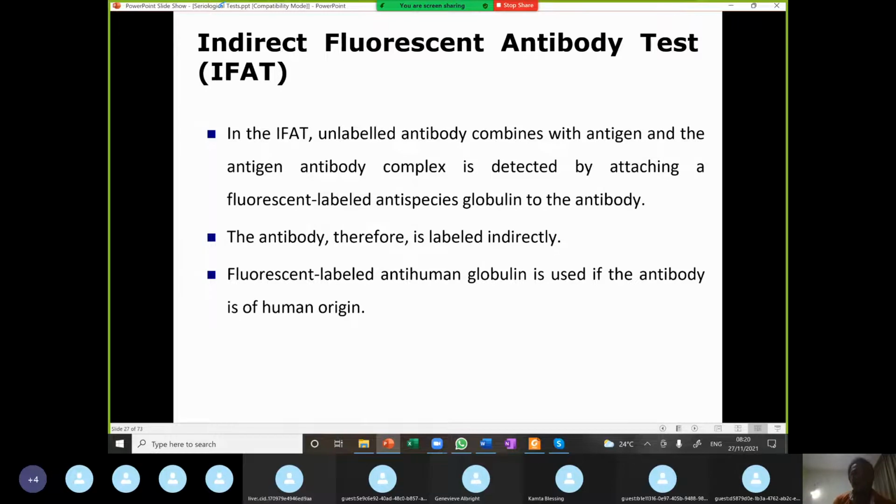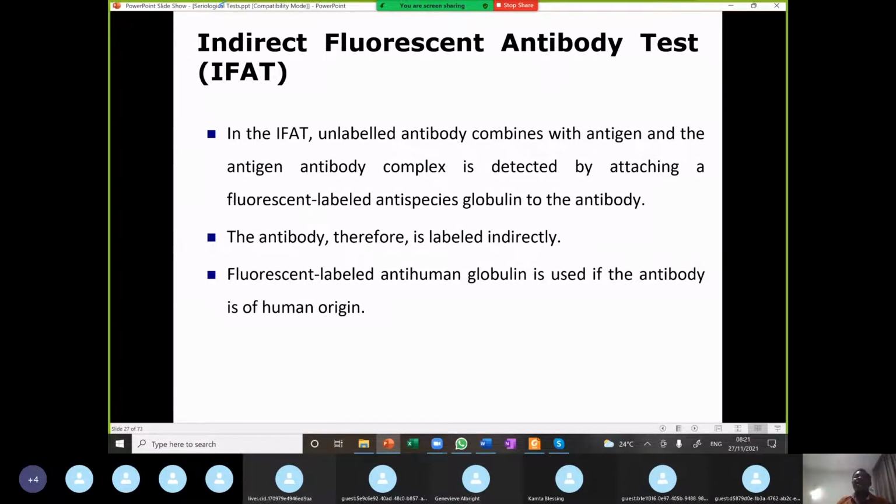Indirect antibody test is the next one, as I already indicated. Again, the procedure begins the same. We fix an antigen to a slide. We allow this antigen to combine with an unlabeled antibody. So we incubate our antigen with an unlabeled antibody. We wash the slides. Remember, washing again is to remove any unbound antibodies.